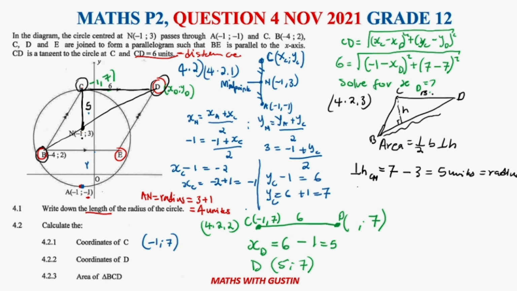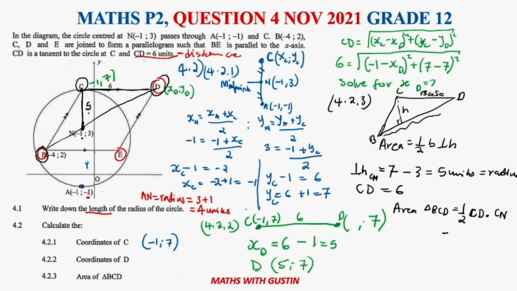This is our base, and we have already been given our base as 6 units. So let's go ahead and substitute. The area of triangle BCD will be given by half times the base, which in this case is CD, times the perpendicular height. In this case, the perpendicular height was given by the distance CN.